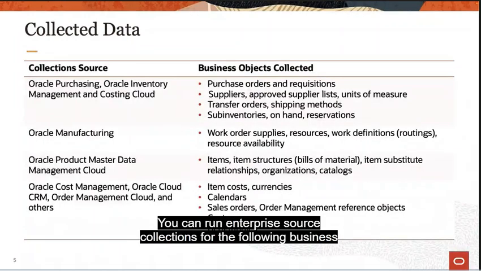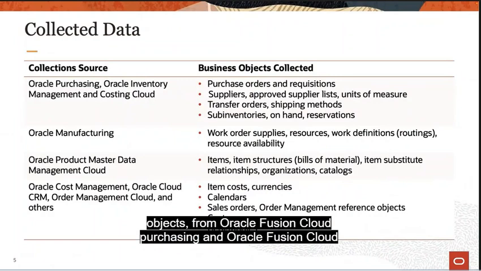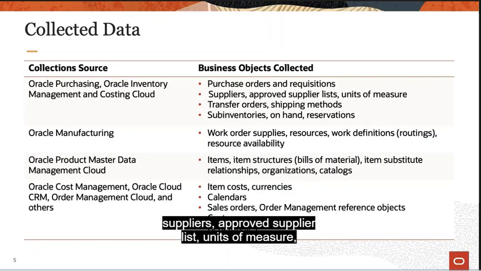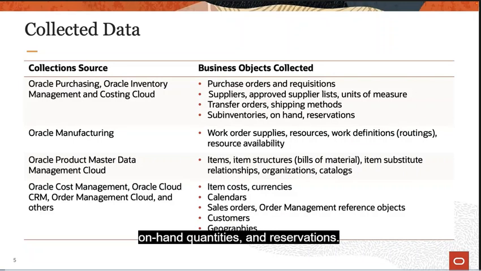You can run enterprise source collections for the following business objects. From Oracle Fusion Cloud Purchasing and Oracle Fusion Cloud Inventory Management, this would include purchase orders, requisitions, suppliers, approved supplier list, units of measure, transfer orders, shipping methods, sub-inventories, on-hand quantities, and reservations.